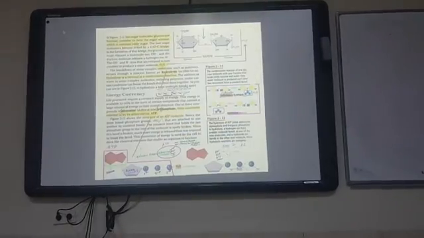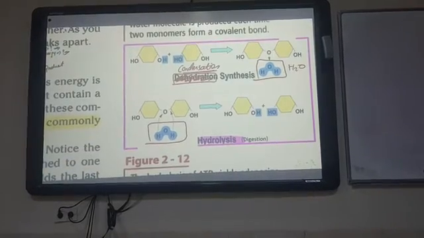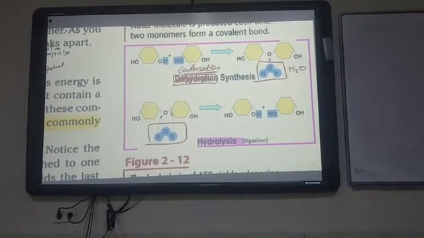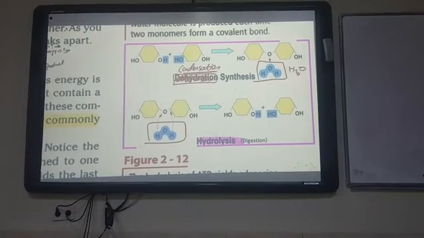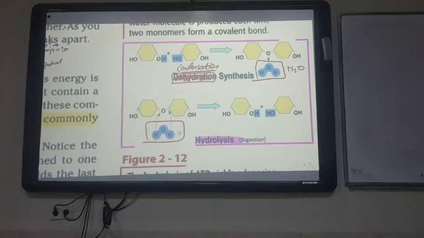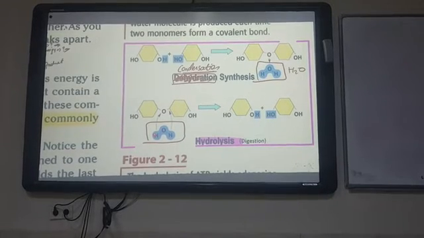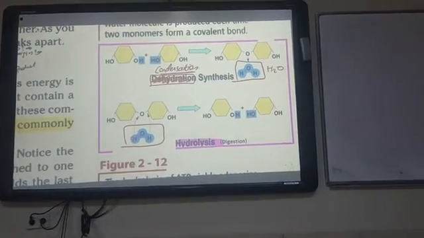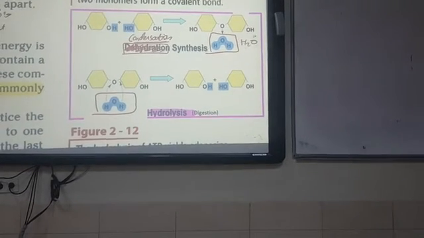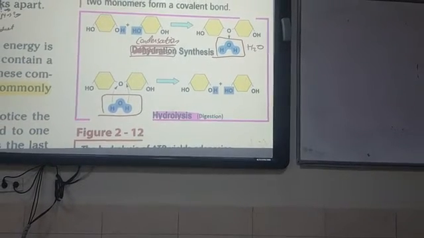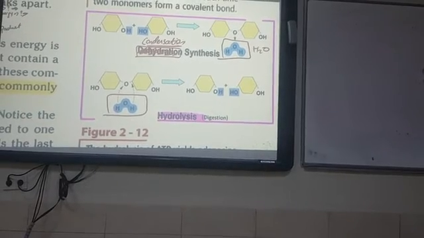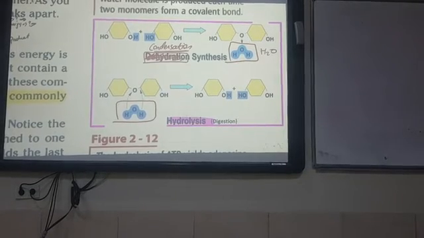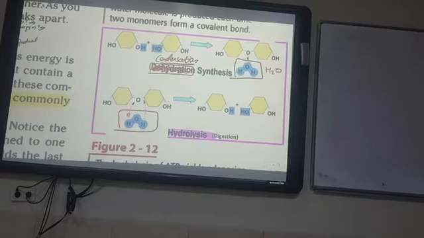Wait a minute. Here, you should follow the water again, and this is the easiest way. If water is in the product part, this is condensation. And if the water is in the reactant part, this is hydrolysis. You said product? No, if the water is in the product part, this part is the product part, condensation. If water is in the reactant part, this is hydrolysis.